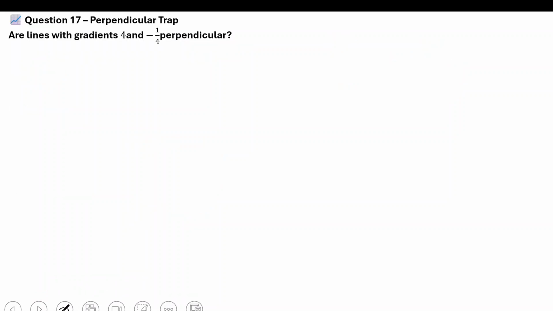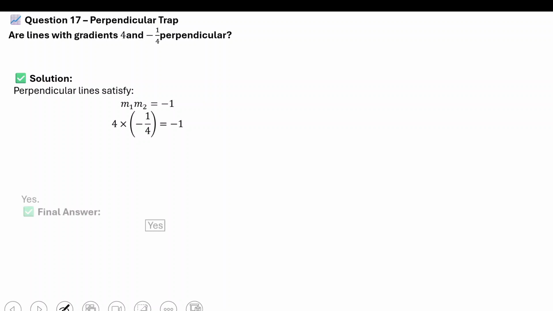Yes, they are. Okay, so now perpendicularity. Are lines with gradients 4 and minus 1 over 4 perpendicular? Yes, they are, because if you multiply the two gradients m1 and m2 and they give minus 1, it means they're perpendicular. And of course, that's what is happening here. So the final answer is yes, both lines are perpendicular.